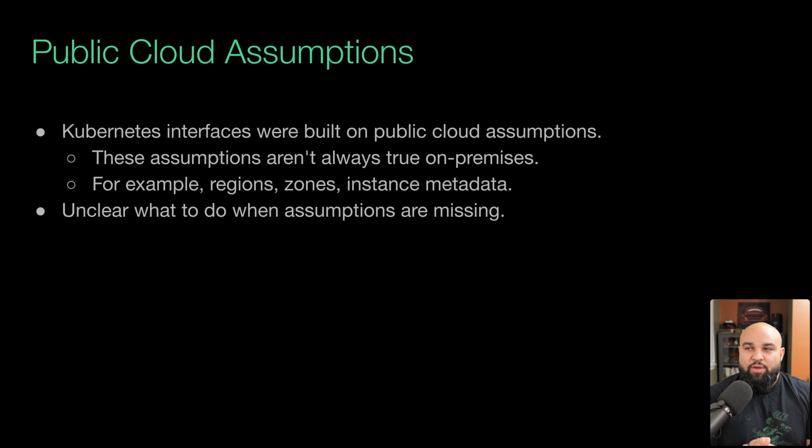Then there's another lesson, where a lot of the Kubernetes interfaces were built on public cloud assumptions. And when you move to on premises, these assumptions aren't always true. For example, right now, at the time of this recording, Oxide doesn't have a concept of a region or a zone or even instance metadata, like an instance metadata service. So when you have Kubernetes integrations that specifically rely on these, for example, region and zone in the Cloud Controller Manager, if you look at the code, the metadata method expects you to set region and zone for the Kubernetes topology. What am I supposed to set them to in Oxide when we don't have that?